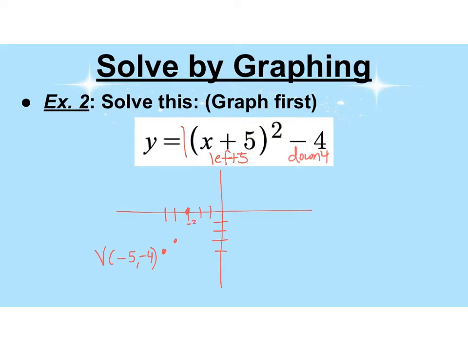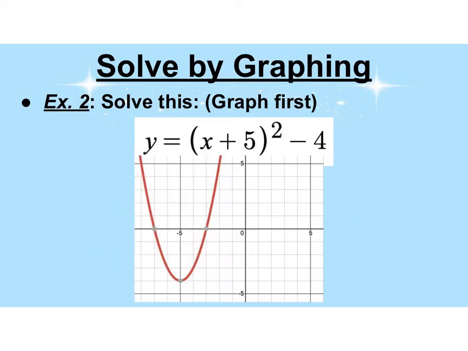And then I can see I have an x-intercept at negative 3. I'm going to go back to my vertex, up 1, left 1, and then up 3, left 1. And that puts me at negative 7. So my answers here are x equals negative 3 and x equals negative 7. I can see that on my graph.